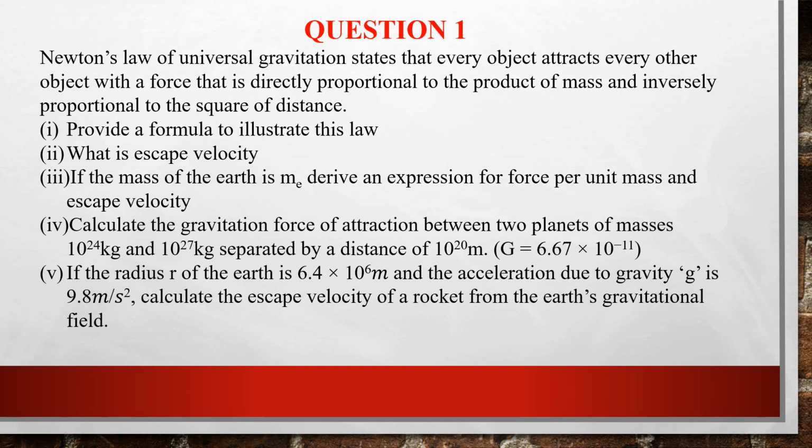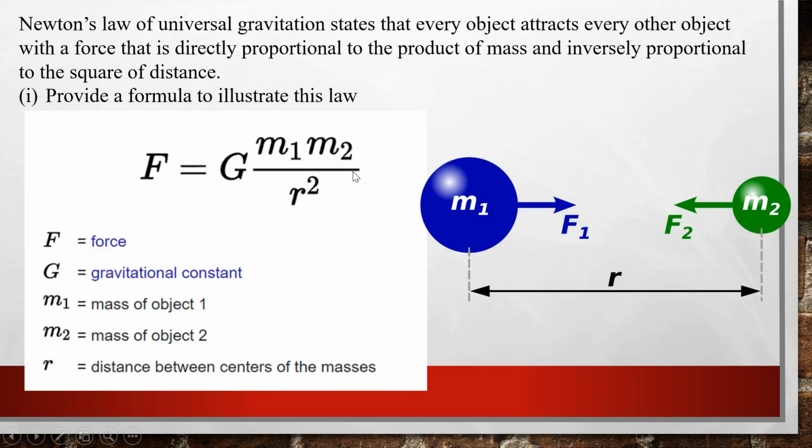I think part i is the only question that is associated with the law directly. All others are derivatives. So this is the formula. The force is equal to Gm1m2 over r squared. F is the force, G is the gravitational constant, m1 is the mass of object 1, and m2 is the mass of object 2. r is the distance between the centers of the masses.